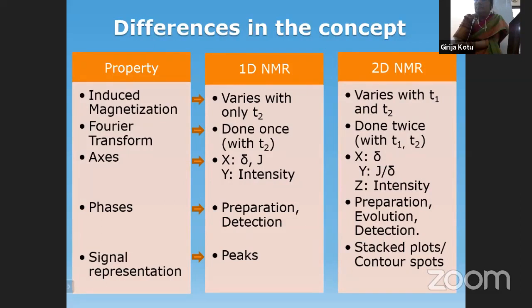Now the differences in the concepts, one by one, I'll tell you so that it will be more clear. If you consider 1D NMR, the induced magnetization varies with only one time variable, that is T2. Whereas in 2D NMR, it varies with two time variables, one is T1 and the other one is T2. So since there is only one time variable in 1D NMR, the Fourier transformation is done only once, that is T2. Whereas in 2D NMR, there are two time variables, so the Fourier transformation has to be done twice.